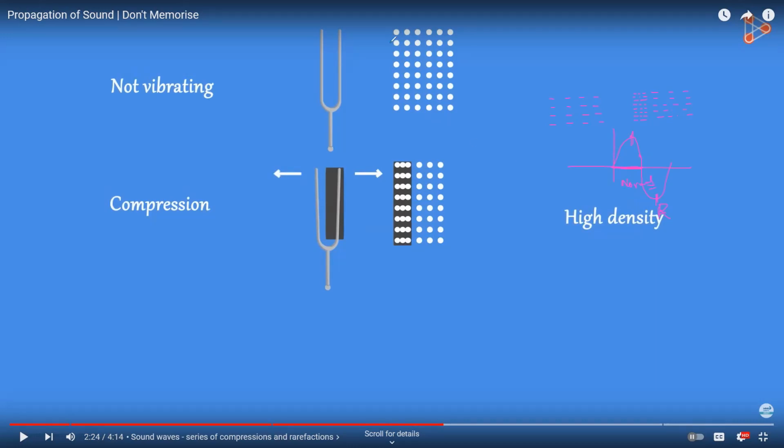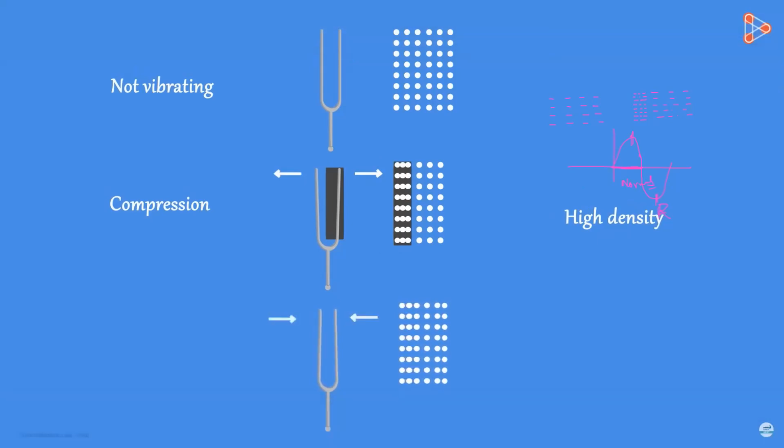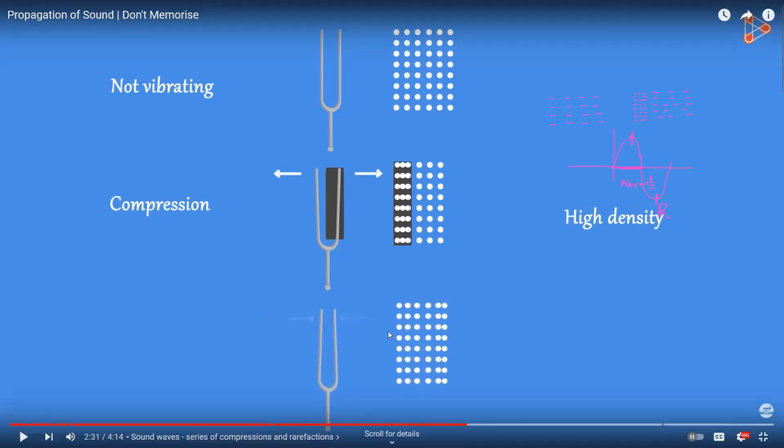Normal density. Please note that, it's a very, very important one. The particles are very close to each other. When the prong comes towards its mean position, the pressure on the right decreases. Now see that, the prong comes to the left side. See that, so more space is available.